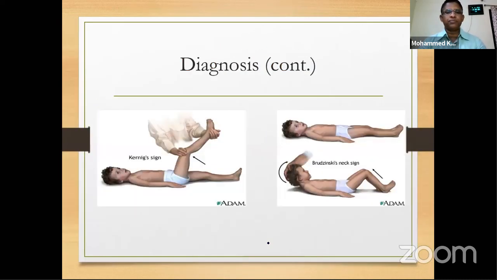You can elicit these signs also, like Kernig sign, where you ask the patient to flex his knees, the hip gets flexed over here. This is called Kernig sign. And when you ask the patient to draw his knees together, the head gets flexed. So these are some signs which you can elicit.